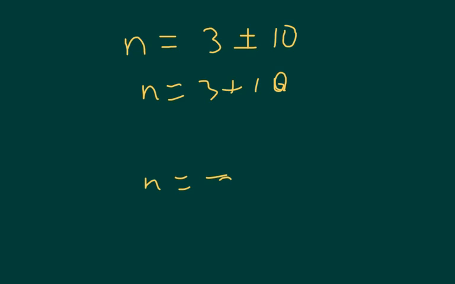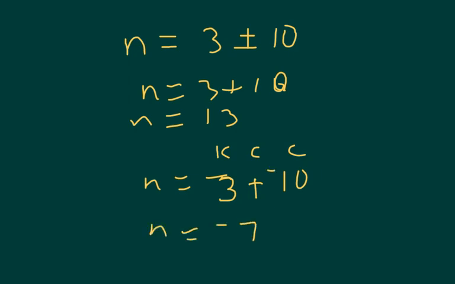Sorry, I'm having a little trouble there. That's not going to erase, so we'll just go with it. 3 minus 10. And we solve this one, we get 13, n is 13. Let's do the keep, change. So we keep the 3, make it addition of negative 10, and n would be negative 7. So the two solutions are n is either 13 or n is negative 7.